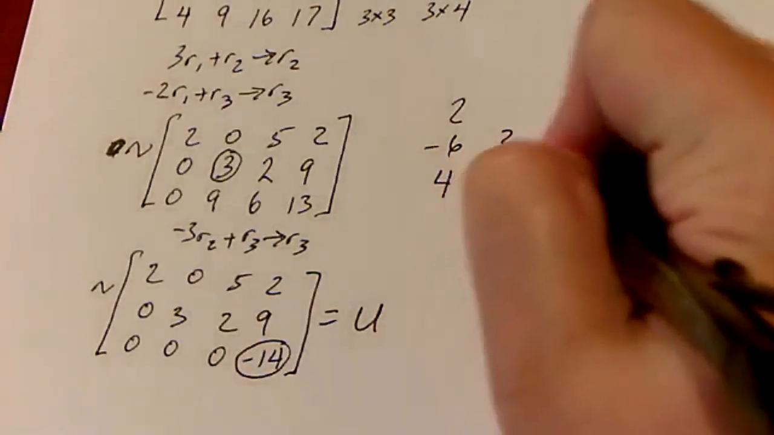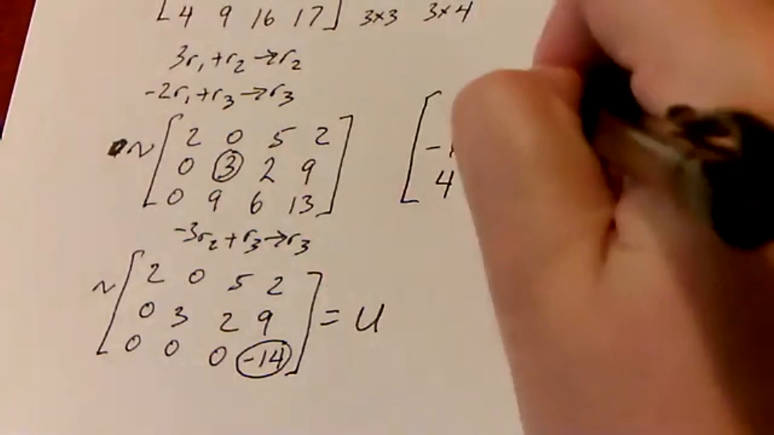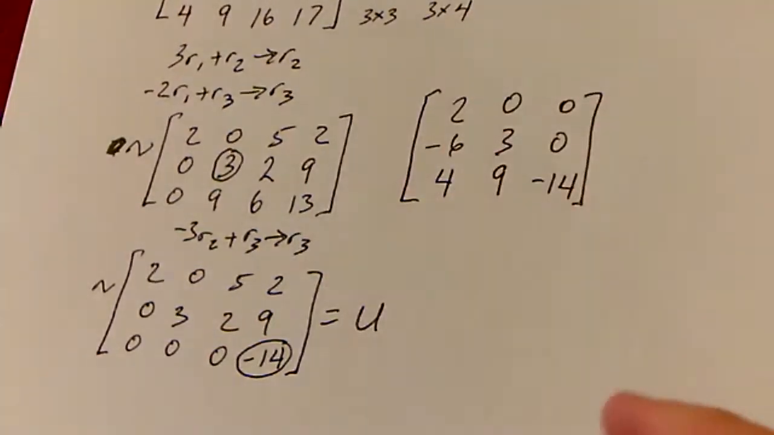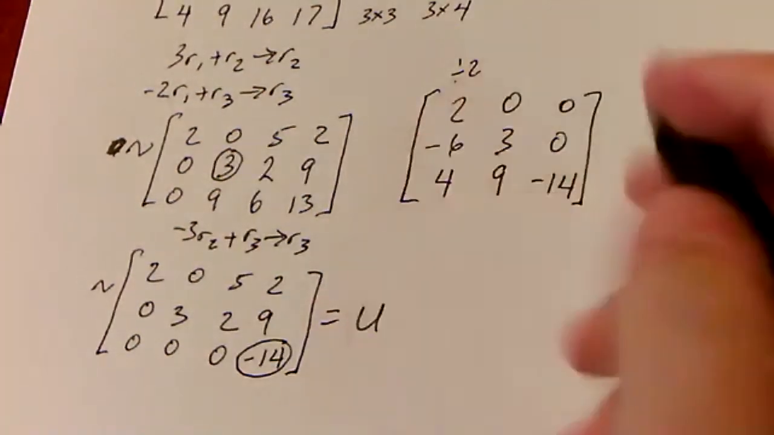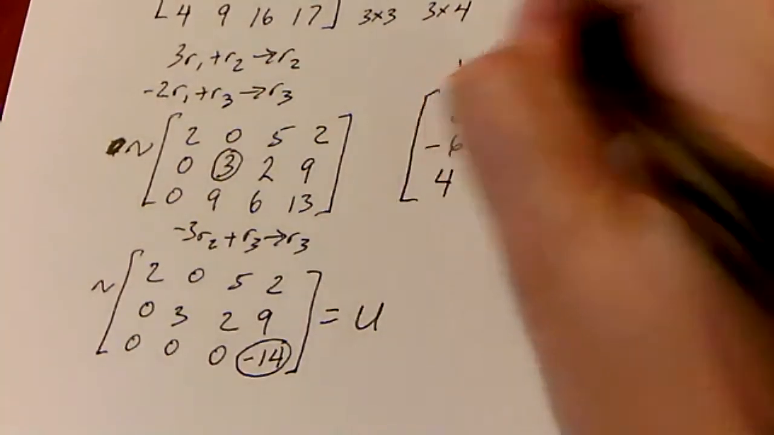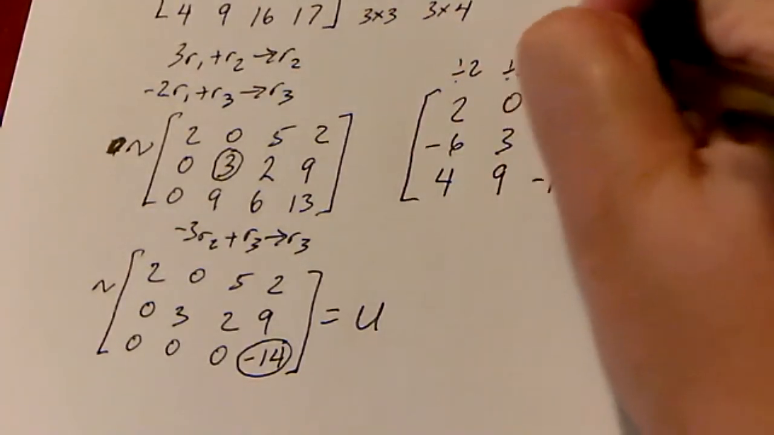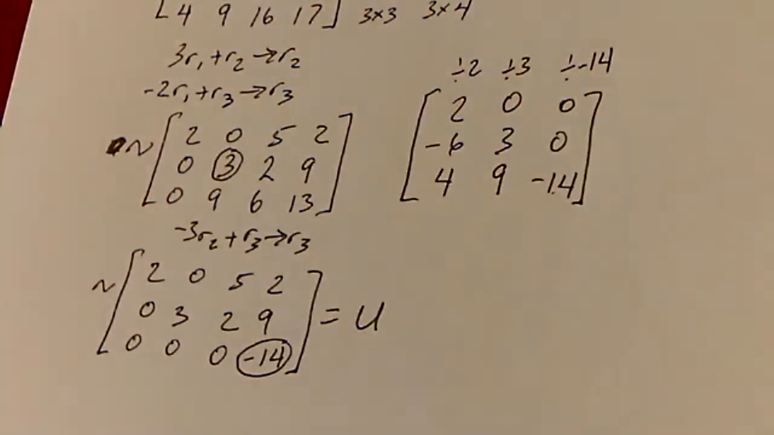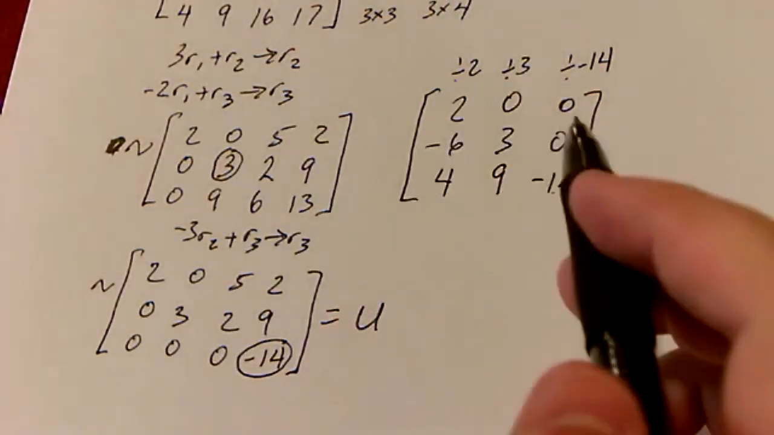Pivot, negative 14, and then there's nothing below it. And we said L had to be 3 by 3, so we are in good shape here. Now I just need to scale. Row 1 gets divided by 2 because 2 is in the pivot position. Row 2 gets divided by 3 because 3 is in the pivot position. And row 3 gets divided by negative 14 because negative 14 is in the pivot position. I should say column 1, column 2, and column 3.